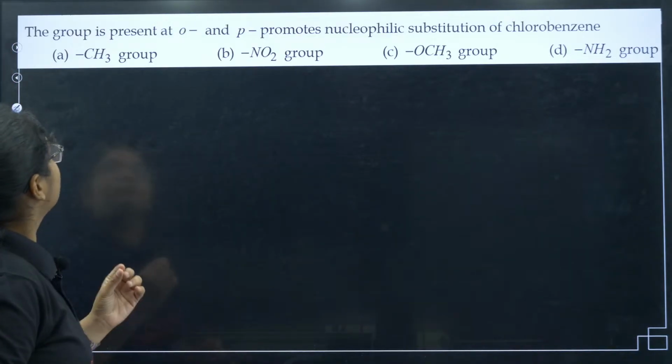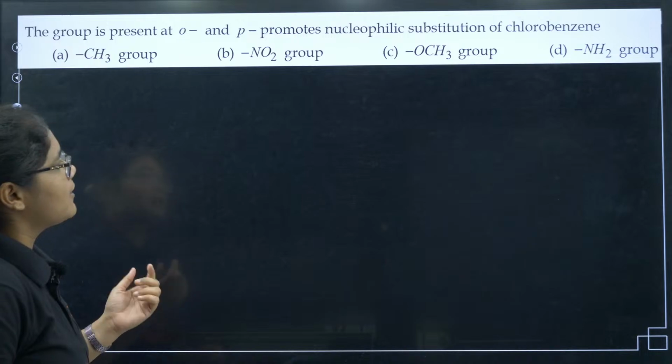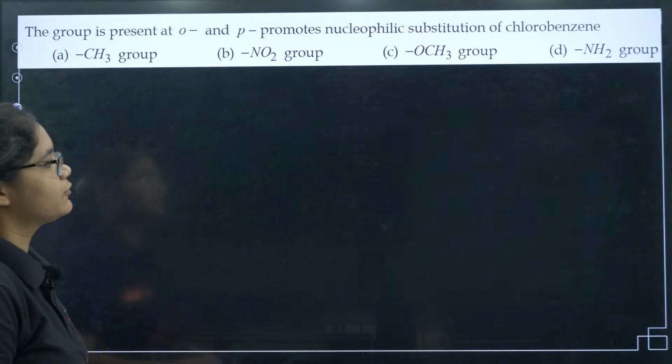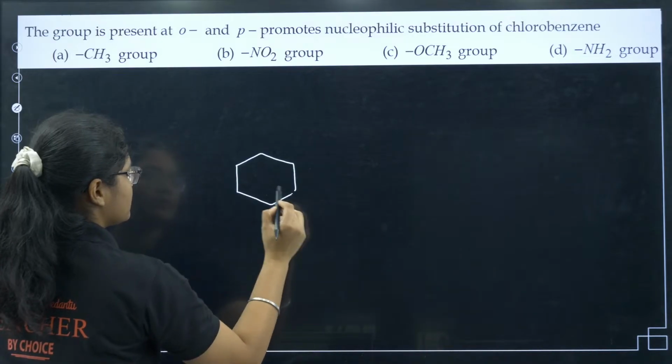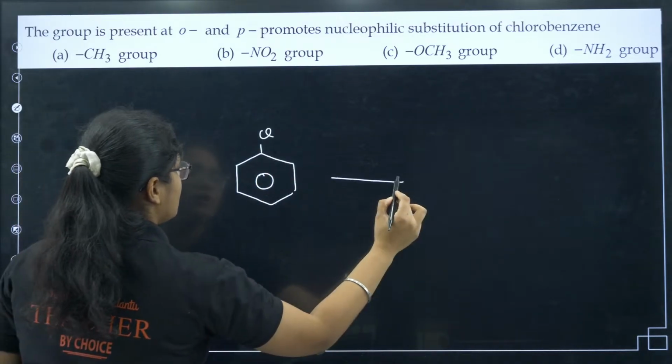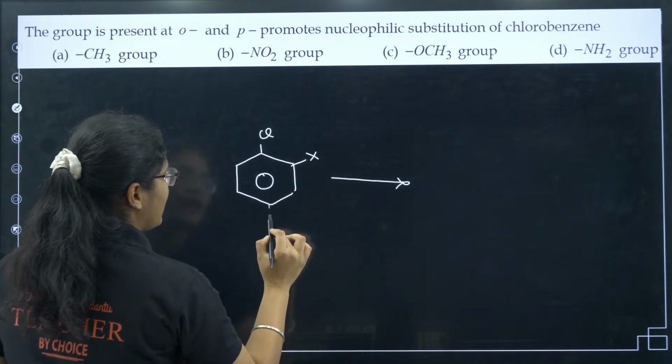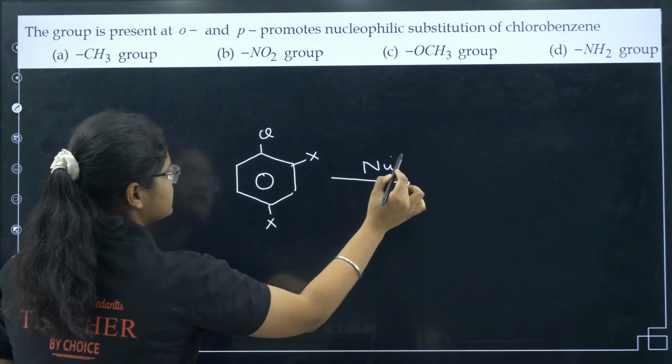Next, the group present at ortho and para promotes nucleophilic substitution of chlorobenzene. So now see, chlorobenzene is there. There is some group present at ortho and para, and you want to do nucleophilic substitution.